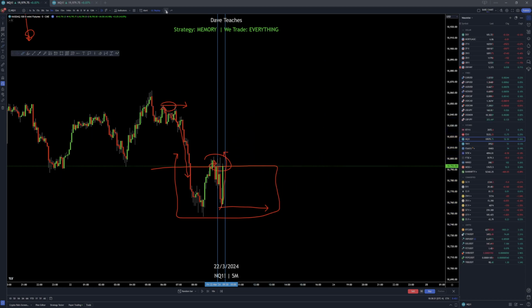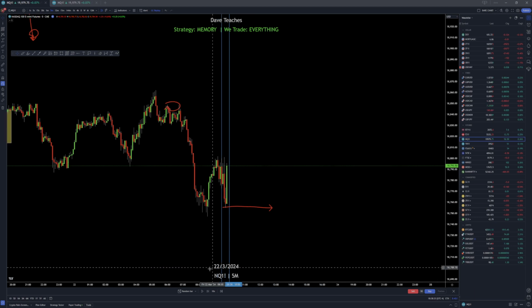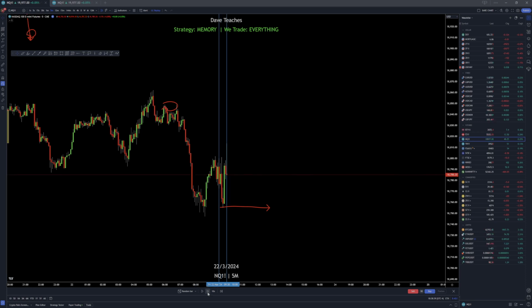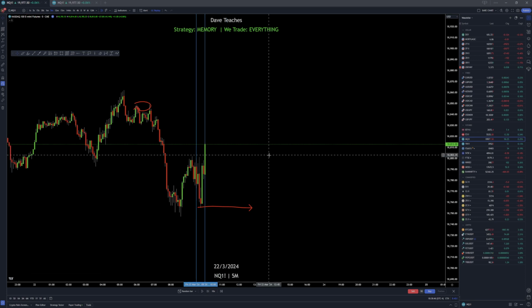So don't worry, we're going to be able to go through that 10 o'clock model in real time. We're starting early now for you guys to see the validity of it and why you should wait.